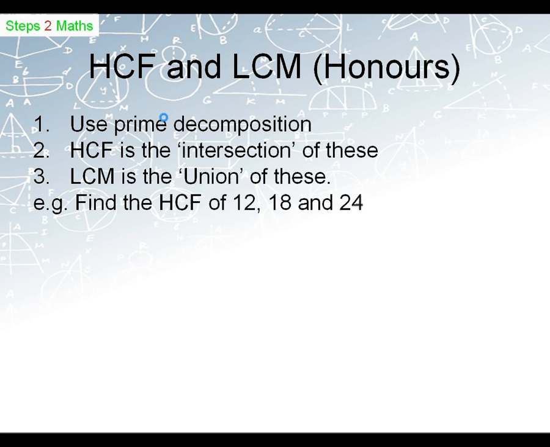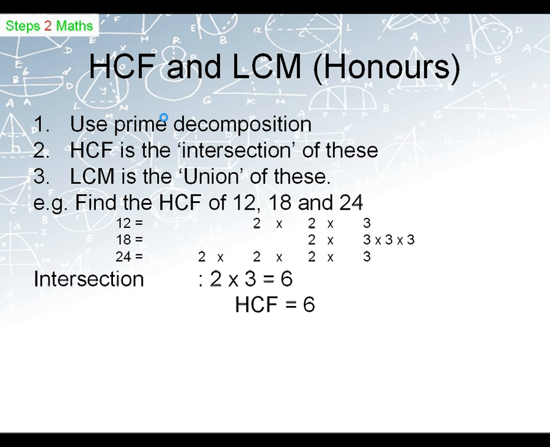Step 1, prime decomposition. Now you'll notice I've written them out in a particular way so that we can see what sections are common to all three. So we can see that the multiple 2 by 3 is common to 12, 18 and 24. Okay, so that's something that's common to all three sections. So that will be our highest common factor, and it's what I'm referring to as the intersection here.